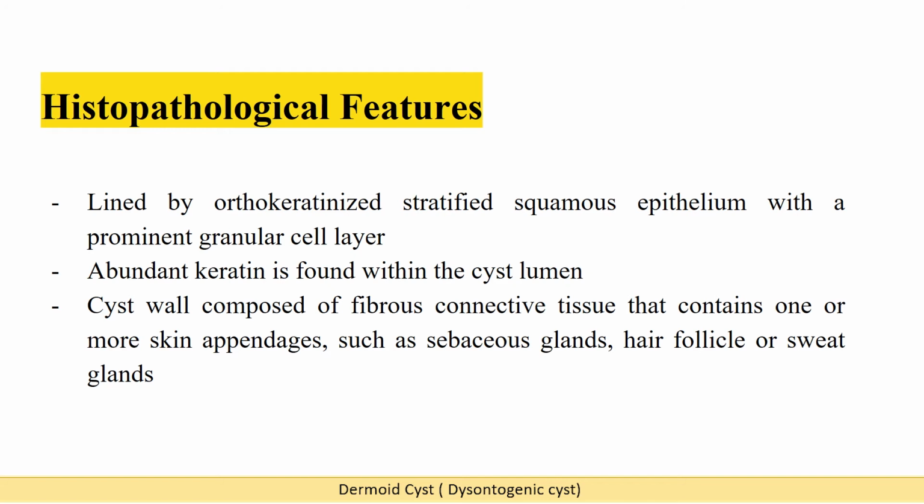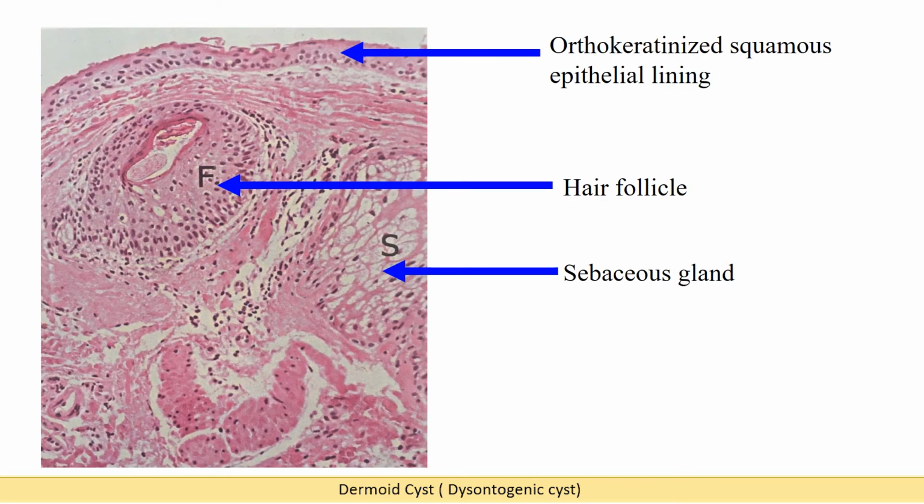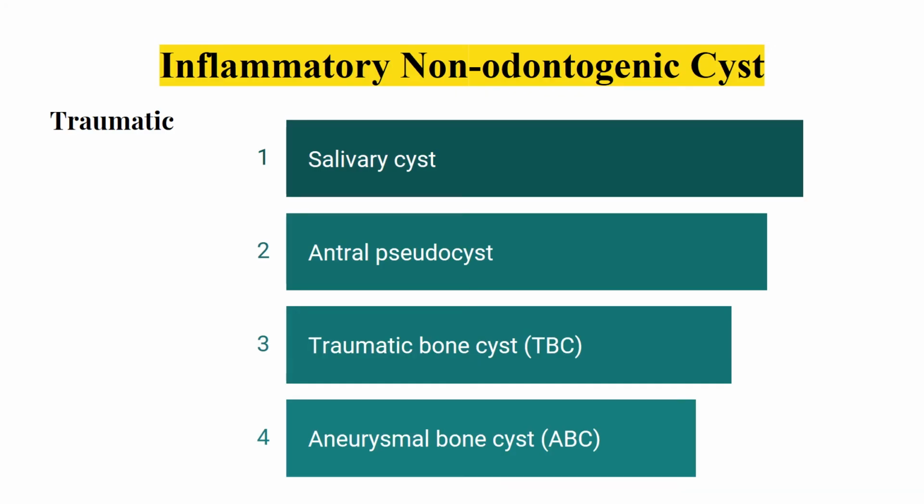The cyst wall is composed of fibrous connective tissue that contains one or more skin appendages such as sebaceous glands, hair follicles, or sweat glands. As you can see in this histopathological picture, the cyst is lined by orthokeratinized squamous epithelial lining, and the site labeled F is the hair follicle, and the site labeled S is the sebaceous gland. So that's the end of developmental non-odontogenic cysts.